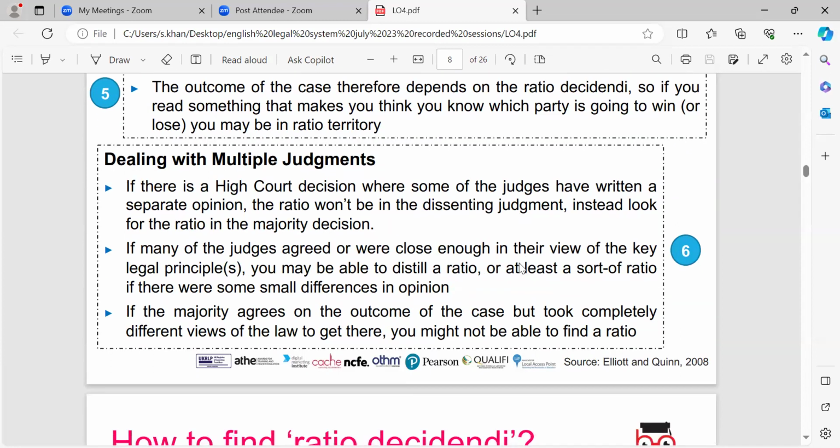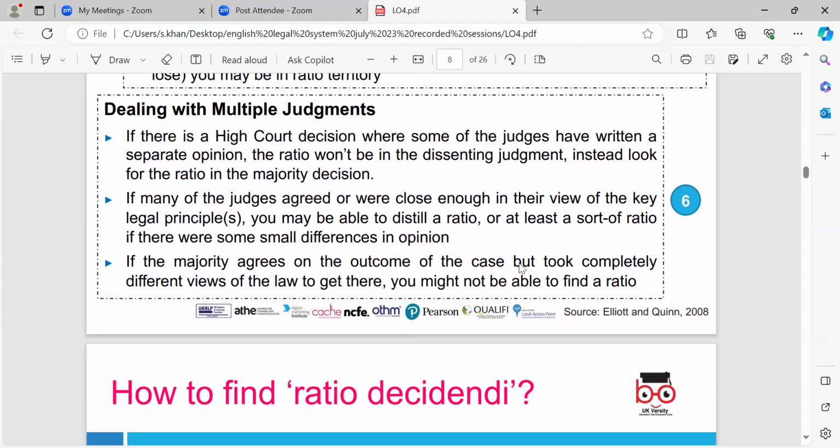Dealing with multiple judgments. If there is a High Court decision where some of the judges have written a separate opinion, the ratio won't be in the dissenting judgment. Instead, look for the ratio in the majority decision. If many of the judges agreed or were close enough in their view of the key legal principles, you may be able to distill a ratio, or at least a sort of ratio if there were some small differences in opinion.